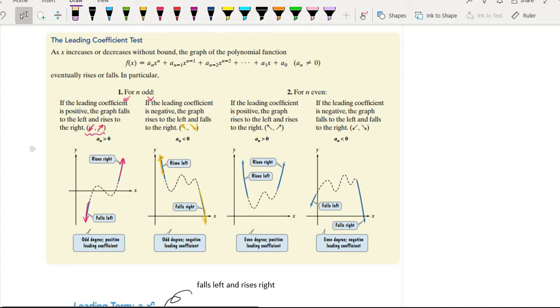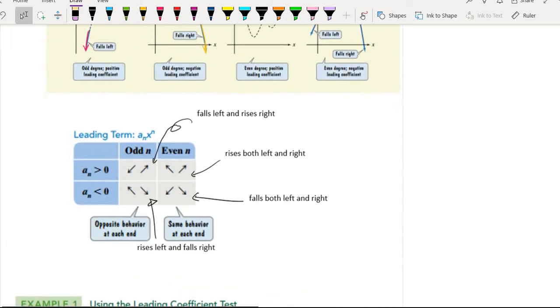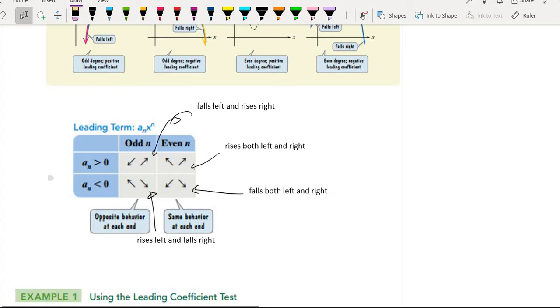There are two other cases for n is even. Of course, this graph is very long and difficult to remember, so here we have an easy chart. Let's take a look at how we use this chart.